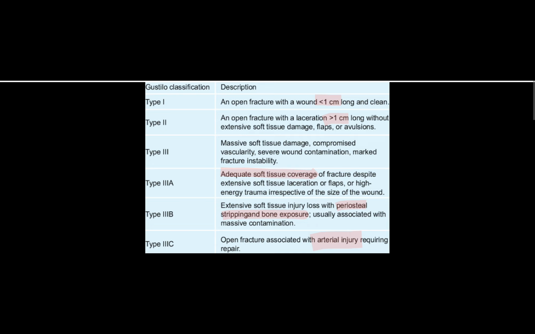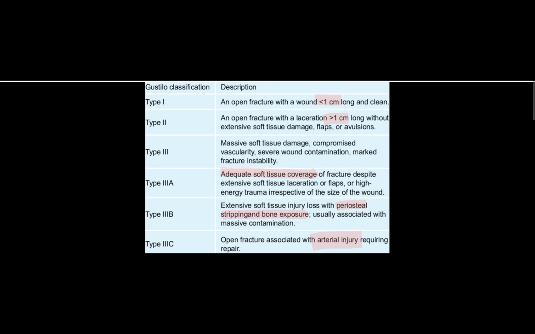The next is Gustilo-Anderson classification. Gustilo-Anderson classification is for the open fractures. So the first one is type 1. Type 1 means a wound less than 1 centimeter long and clean. And then type 2 is more than 1 centimeter but without any soft tissue damage, flaps or avulsion. So the difference between type 1 and type 2 is basically the length of the wound.